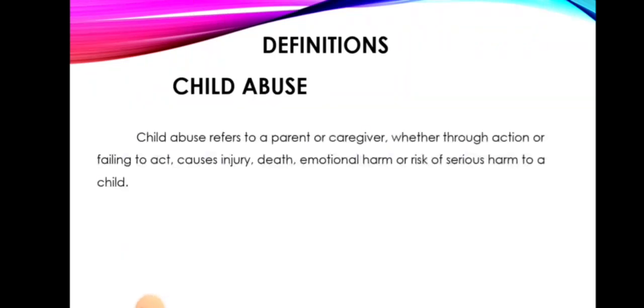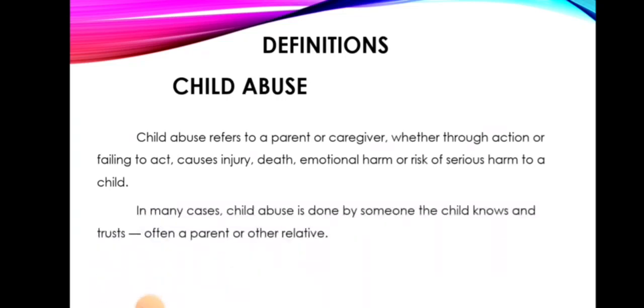Next, we will see the definitions of child abuse, neglect and maltreatment. First one is child abuse. It refers to a parent or caregiver, whether through action or failing to act, that causes injury, death, emotional harm or risk of serious harm to a child. In many cases, child abuse is done by someone the child knows and trusts, often a parent or other relative.